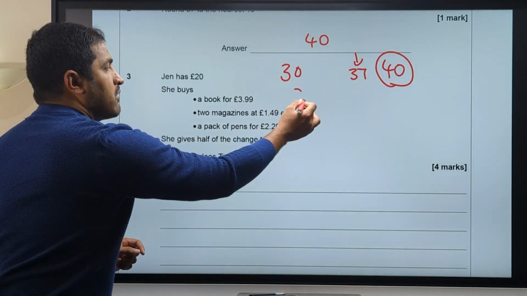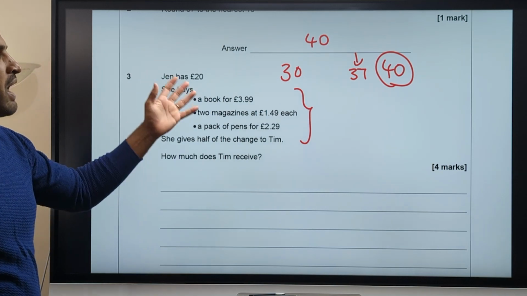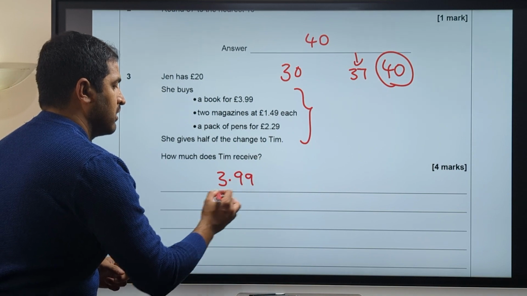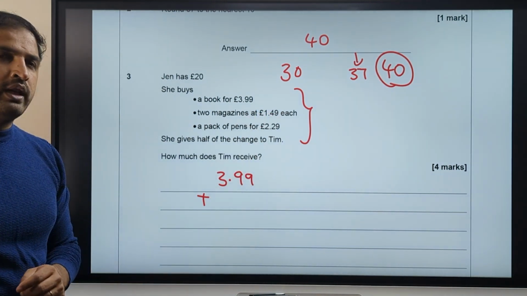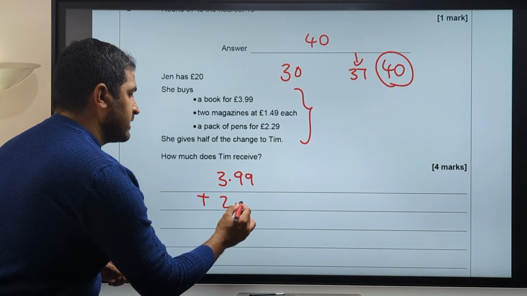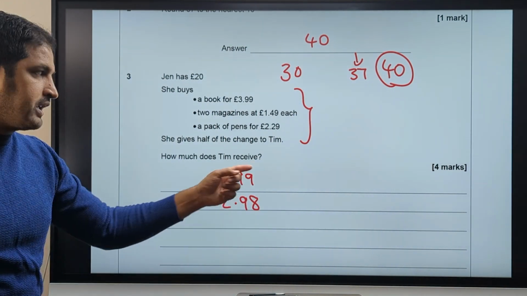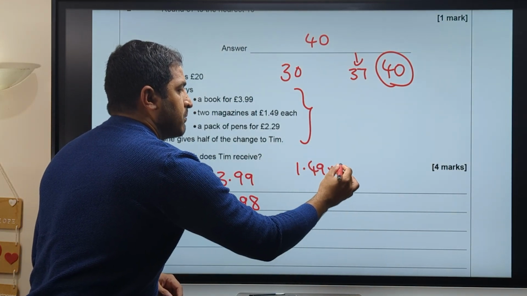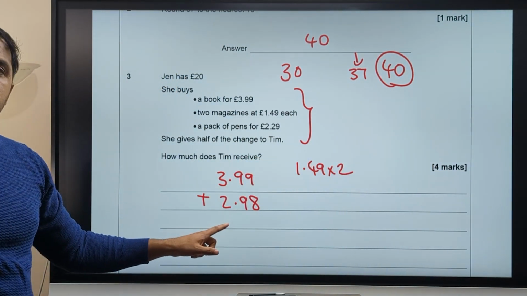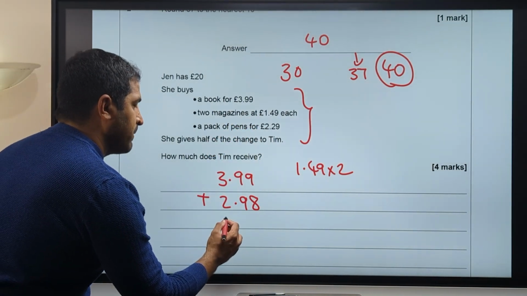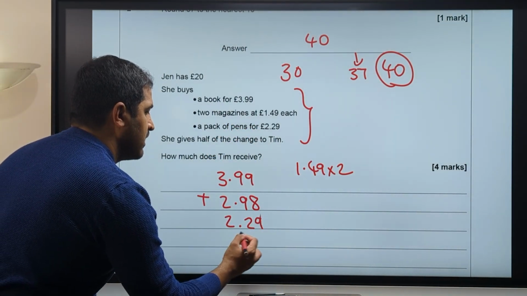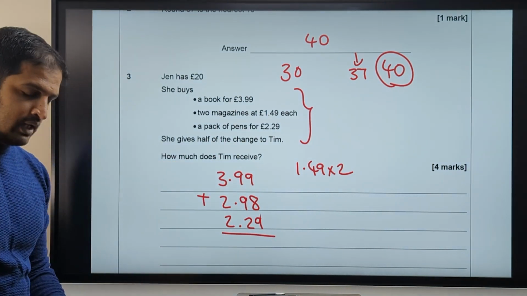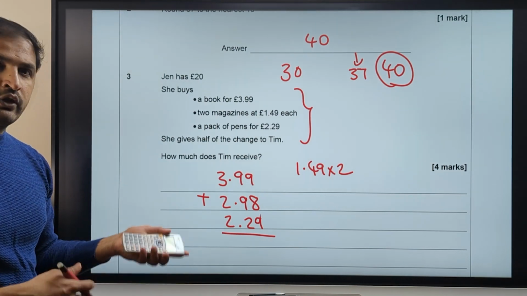So I need to write down what I'm actually taking away, what I'm buying from that £20. So I'm buying £3.99 worth of book plus 2 lots of £1.49, which gives me £2.98. Again, how did I get £2.98? Write it down, you would get 1 mark for it. So I did 1.49 multiplied by 2. Again, you're using a calculator, it will give you that. And then you buy a pack of pens, which is £2.29. Put that in a calculator and it gives you the answer very quickly. I don't even have to do it in my head because you've got the calculator, make use of it.